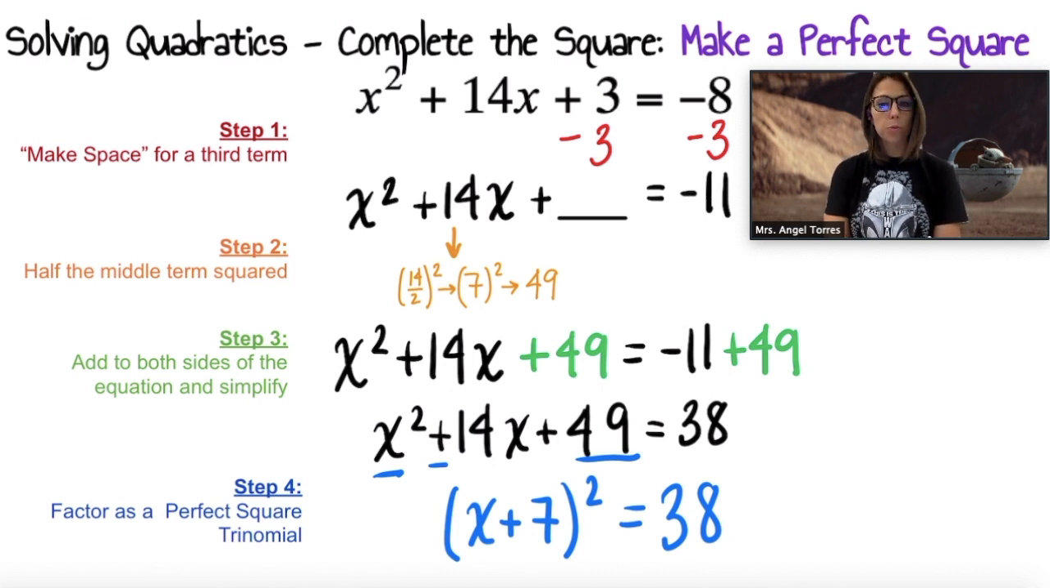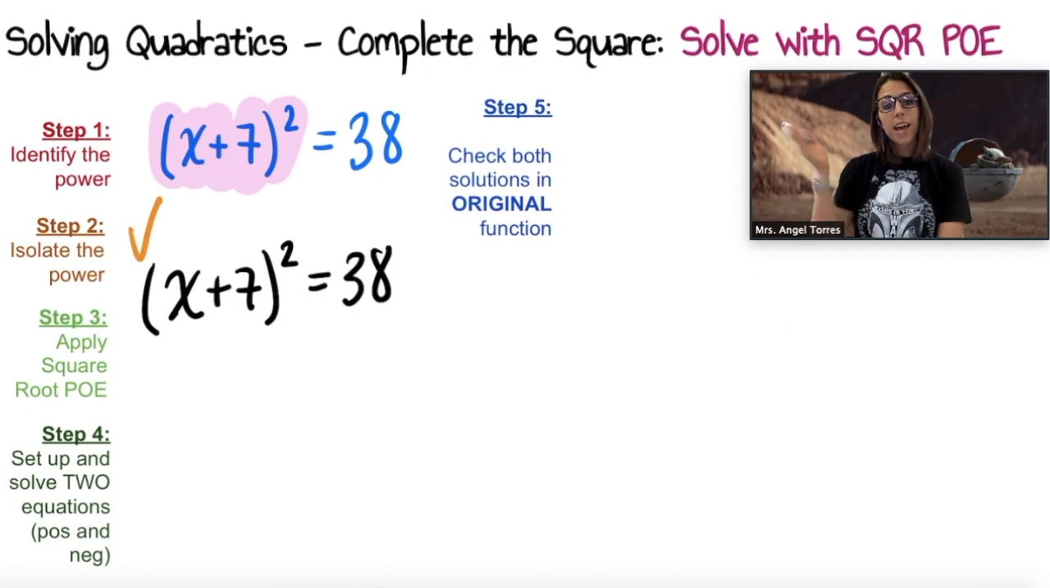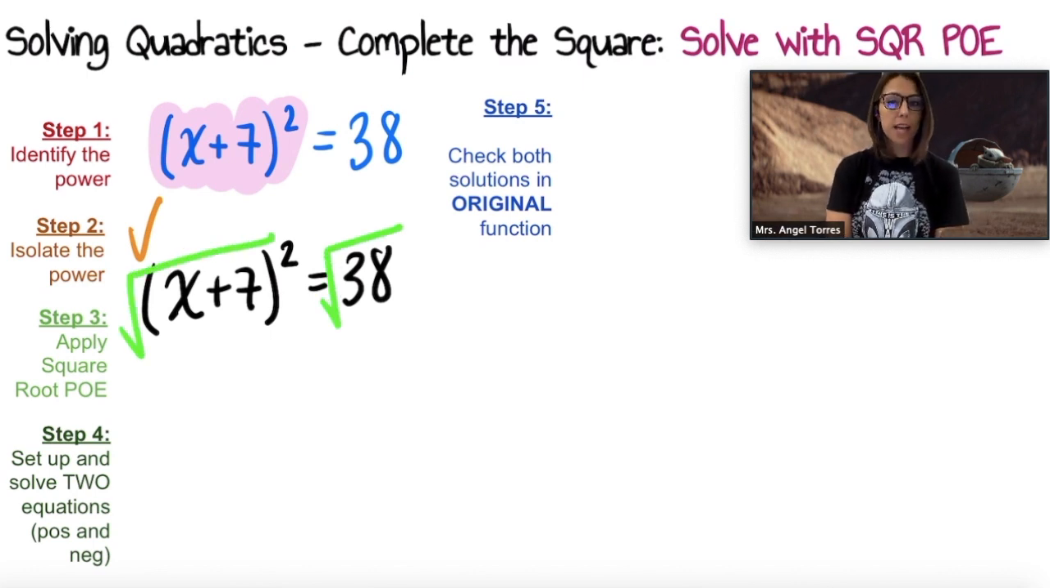Let's apply the square root property of equality. I've already gone ahead and identified the power and confirmed that it's already isolated. So we're ready for step 3. Apply the square root property of equality and take the square root of both sides. But hold on, is 38 a perfect square? It's not, which means our solutions here are going to be irrational. So that's going to change when we do our check, but it's not going to change how we continue solving.